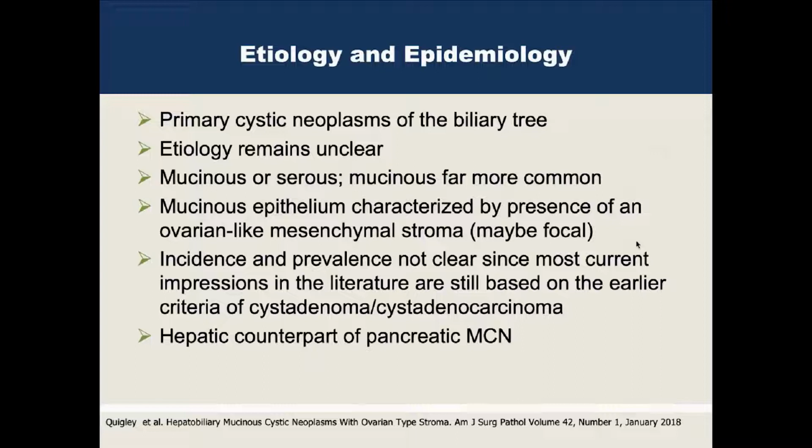Incidence and prevalence is not clear, since most current impressions in the literature are still based, unfortunately, on earlier criteria of cystadenoma and cystadenocarcinomas. So oftentimes when these cases are reviewed, they may not have features of an MCN, or they may not be an MCN. So it's hard to tell what exactly is the prevalence. These are considered the hepatic counterpart of pancreatic MCNs.